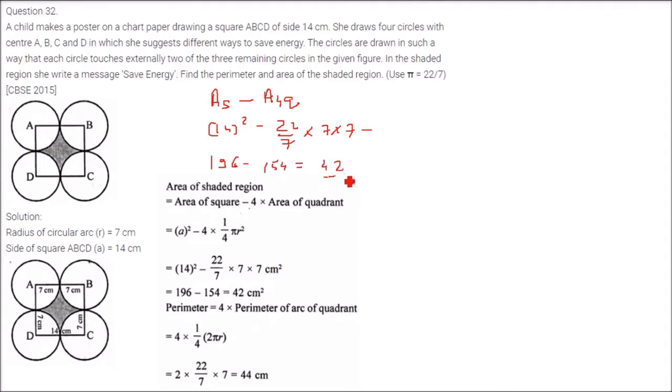That is going to come as 42 centimeter square. So this is 42 centimeter square. This is the area. How about the perimeter of this one?